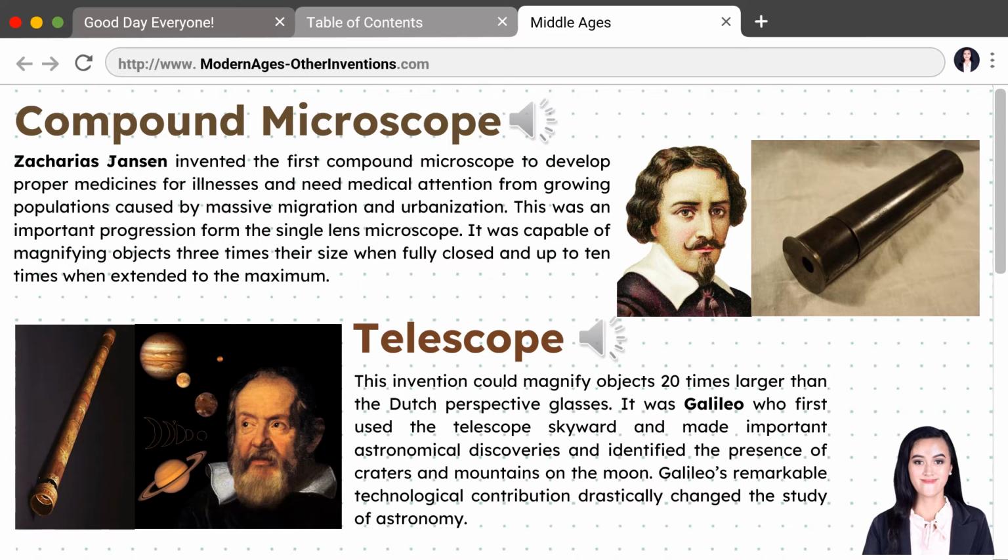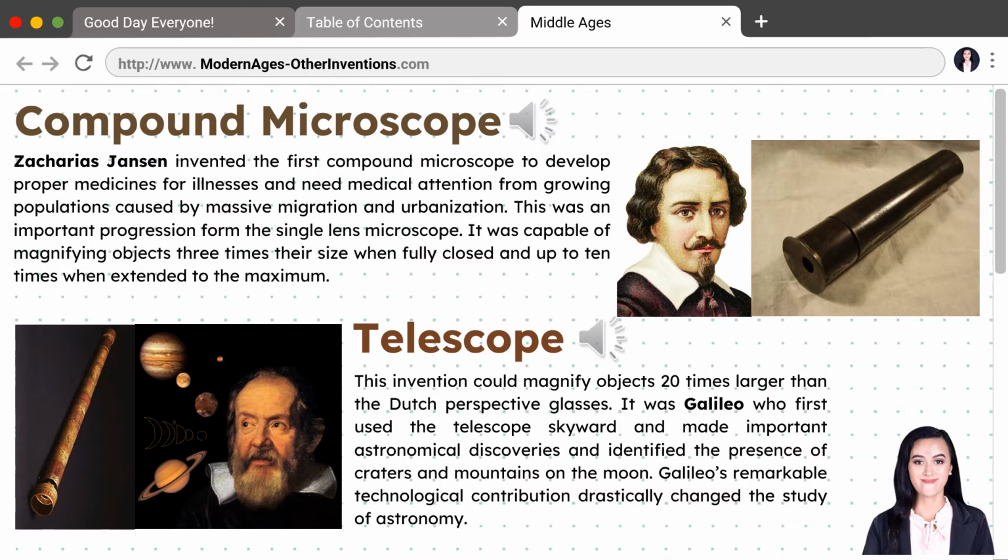So, the first example of the invention in the modern ages is the compound microscope. A Dutch spectacle maker named Zacharias Janssen is credited for the invention of the first compound microscope in 1590. Together with his father Hans, Zacharias began experimenting with lenses by putting together several lenses in a tube. This led to an amazing discovery that an object, when placed near the end of the tube, can be magnified far larger than what a simple magnifying lens can do.